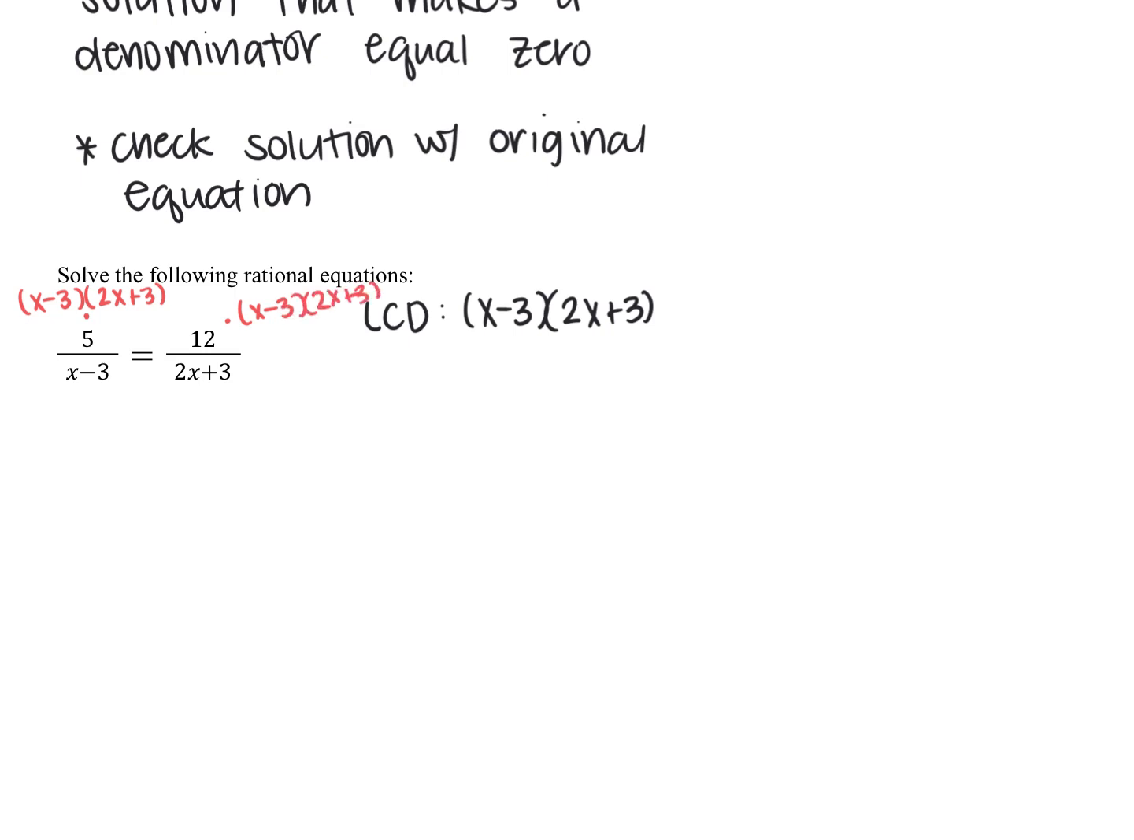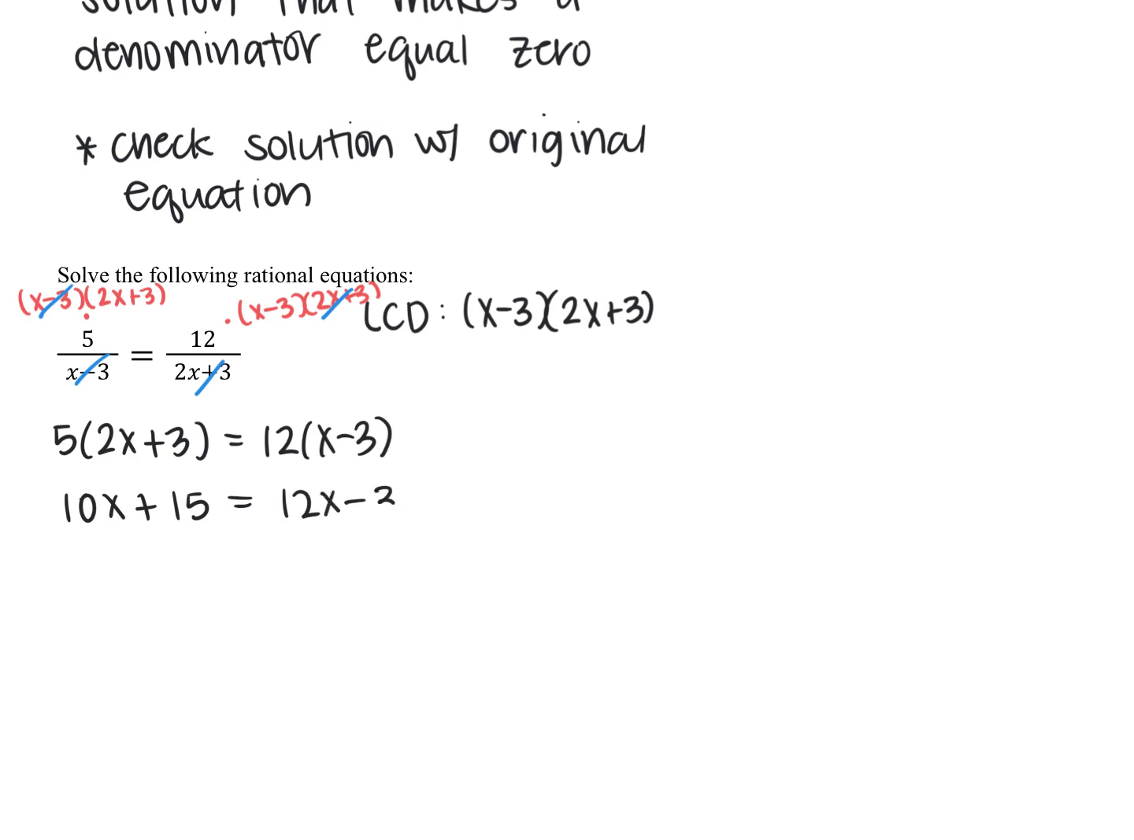And the reason we do that is because something is going to cancel. Like in my first fraction, the x minus 3's are going to cancel. And in my second fraction, the 2x plus 3's are going to cancel. So I'm left with 5 times 2x plus 3 equals 12 times x minus 3. And now I have a linear equation. And in order to solve this, I'm going to distribute on both sides. So we get 10x plus 15 equals 12x minus 36. And now I'm going to solve for x.